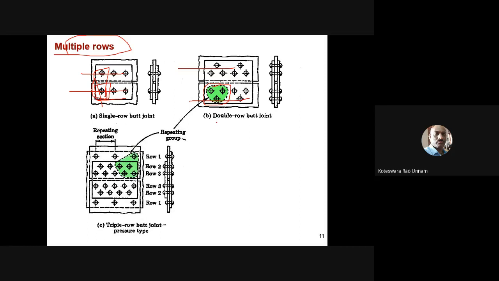Similarly, I think we already saw this, maybe it is repeating again here. It is a triple row butt joint, pressure type. So in case of boilers, this type of joint is going to be used.